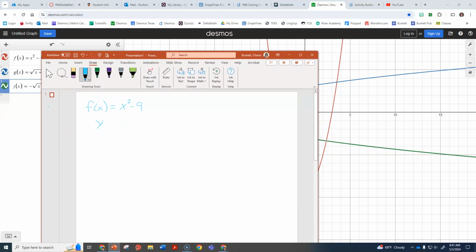You would rewrite this with a y. You would switch the x and y. You would solve for y, add 9 to both sides. Get x plus 9 equals y squared. You take the square root of both sides, and it's this step right here where you end up with the plus or minus square root of x plus 9 equals y.